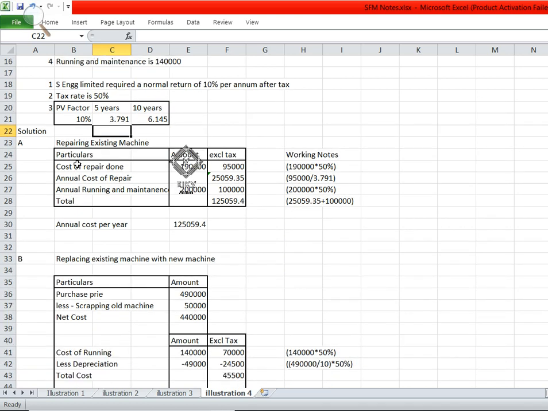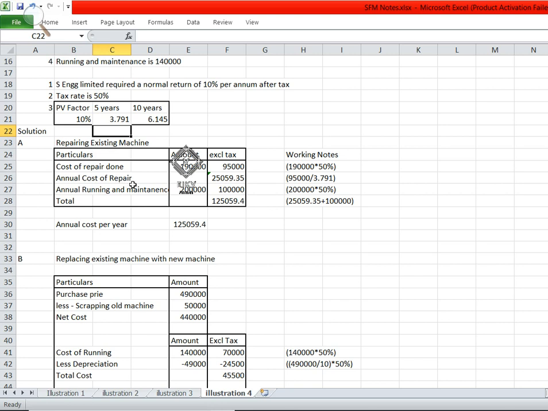So guys, I am going directly to the solution. First we will find out the cost of the old machinery after repairing. Here we have to take the repairing cost of rupees 1,90,000. After taking 1,90,000 we need to exclude the tax, which is 1,90,000 into 15%. As you all know, the tax rate is 50%, so we need to exclude tax from the cost, and we'll get an amount of 95,000 rupees.